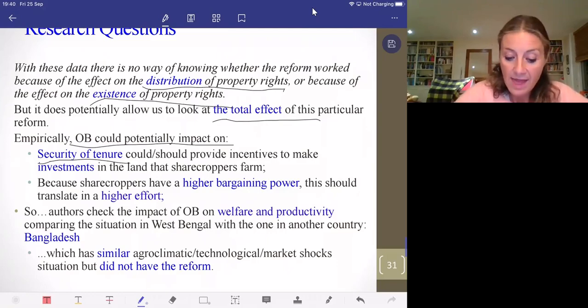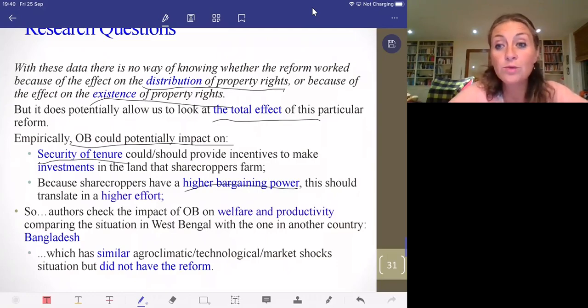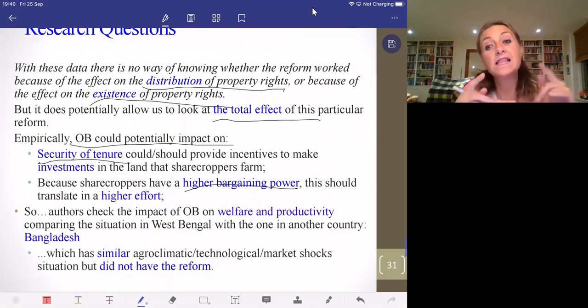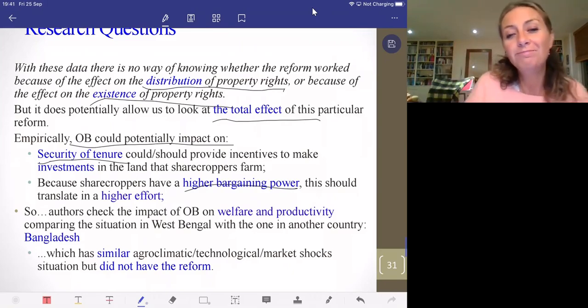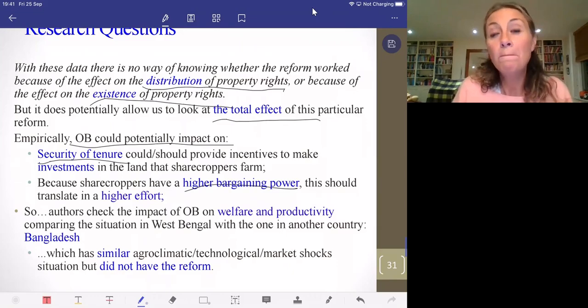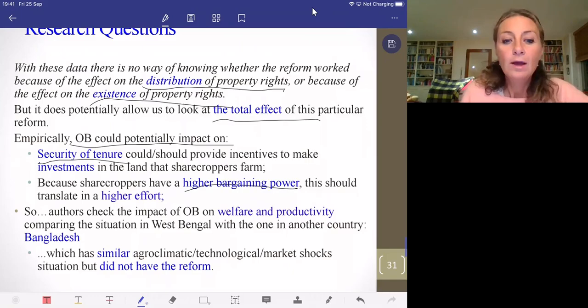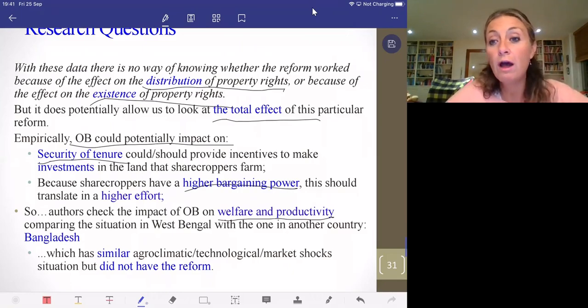And the other thing is that now, having a higher bargaining power so they cannot be evicted so easily, that also should translate into a higher effort, because now they're working as if they were much closer to an owner-cultivated type of contract. So with the impact of Operation Barga, they check on the total welfare of the population that were impacted by the reform and on the productivity.